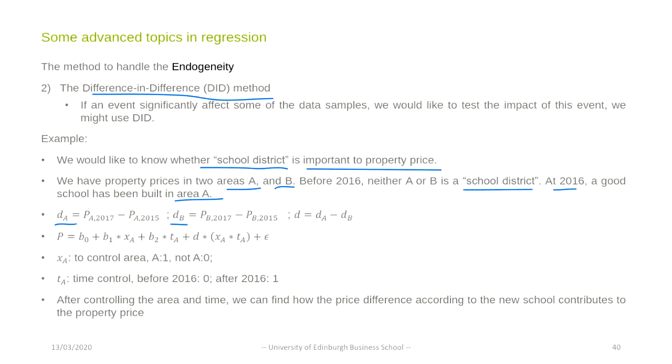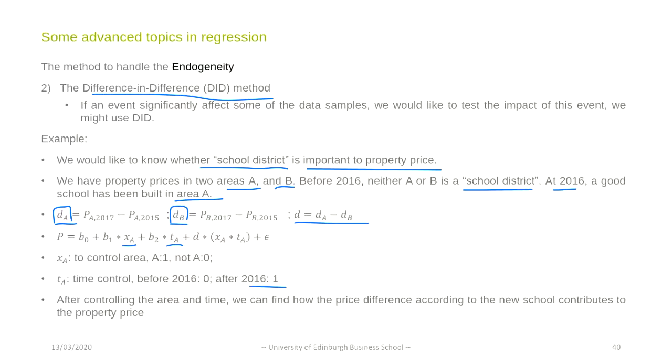So we can assume maybe the difference of A is pretty large, but the difference of B is not that large. So we can calculate the difference of the difference. We can calculate the difference between the difference of A and the difference of B. And then we can run a regression across the two differences. So XA is a control variable. If we are in area A, it's 1. If not, it's 0. Time, if before 2016, is 0, after is 1.